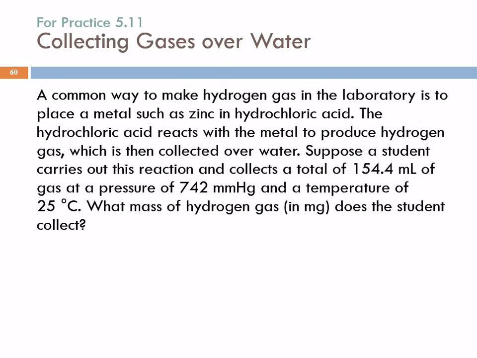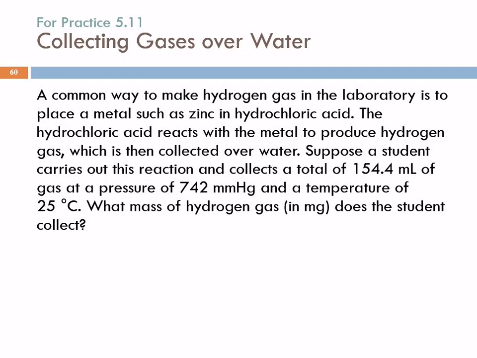Here's another one. A common way to make hydrogen gas in the laboratory is to place a metal such as zinc in hydrochloric acid. And that's the illustration we saw earlier. Hydrochloric acid reacts with the metal to produce a gas collected over water. Suppose a student carries out this reaction, collects a total of 154.4 milliliters of gas at a pressure of 742 millimeters of mercury and a temperature of 25 degrees Celsius. What mass of hydrogen gas in milligrams does the student collect?